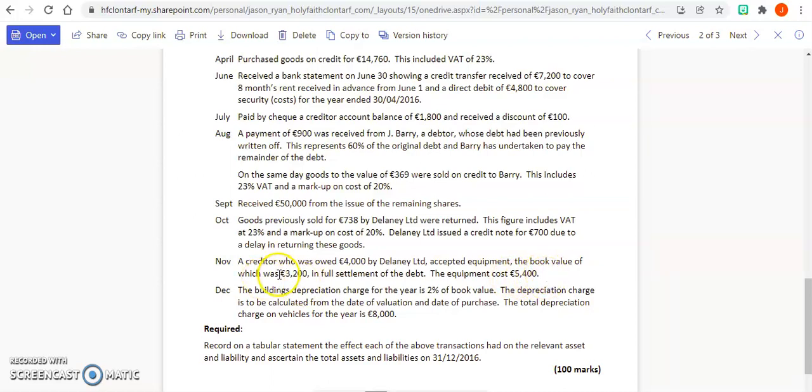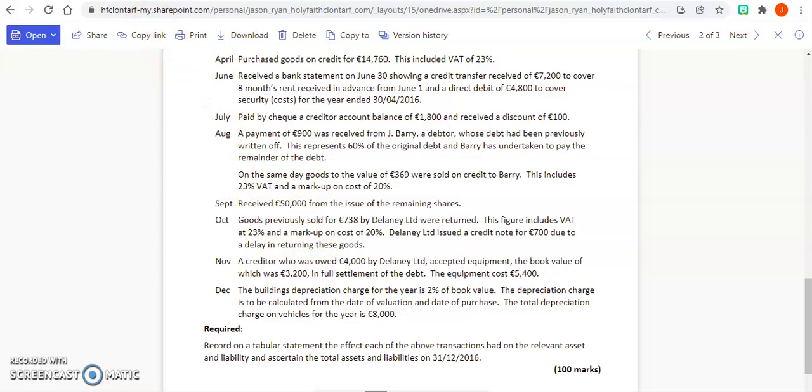The book value was $3,200 and it cost $5,400. So that's going to give us the depreciation, the difference between the two, which is $2,200. The debt was $4,000. The book value was $3,200. So the difference of $800 is going to be an extra income. So we kind of got a discount on the debt. So let's put this into your tabular statement.